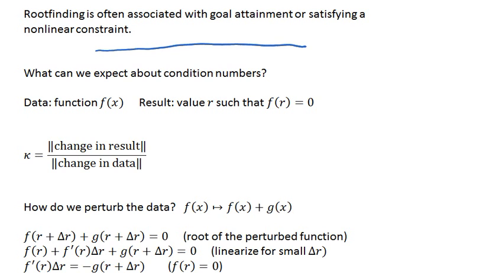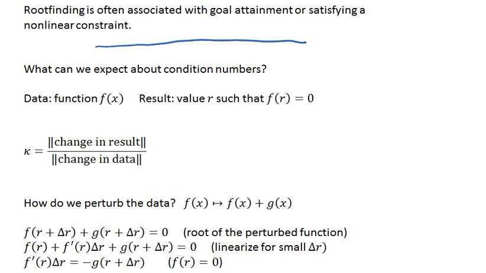In this case, we have to talk about the data to the problem as being the actual function f of x. So we have a function f of x, and the solution that we're looking for is a root of that function. Let's call that value r for root. So r satisfies the equation f of r equals 0. The data to the problem is a function, and the result of the problem is a number.